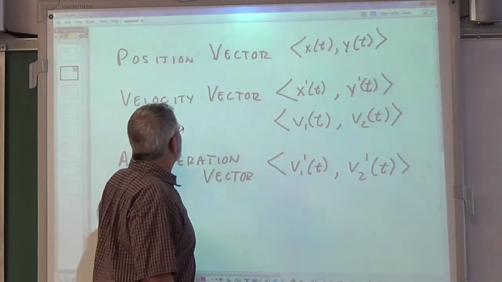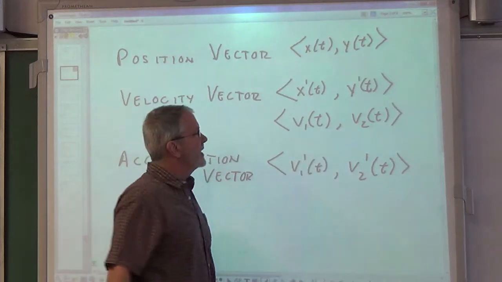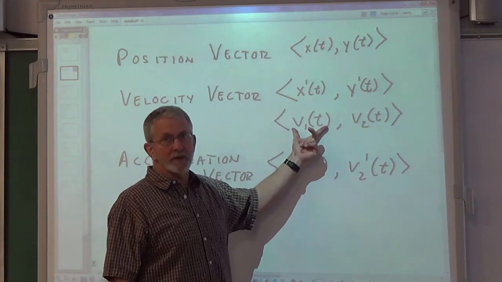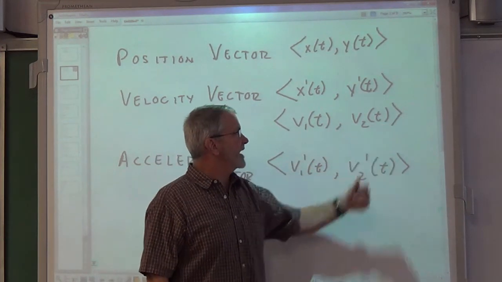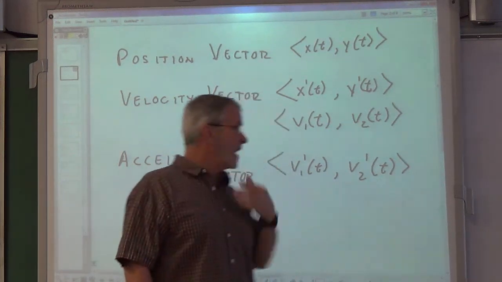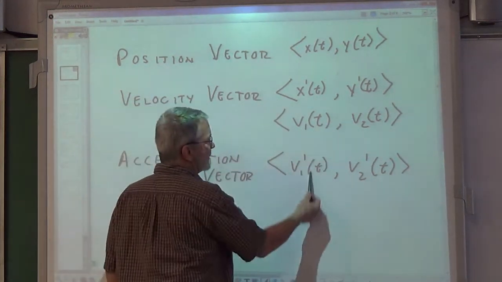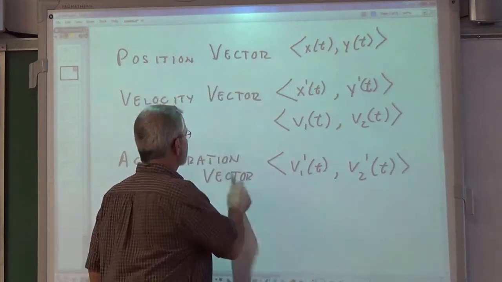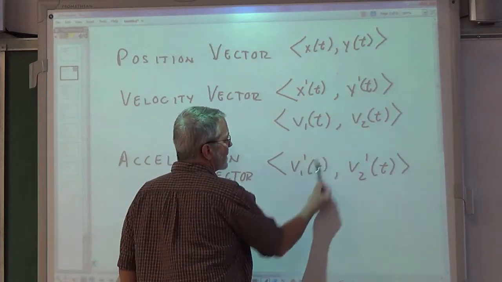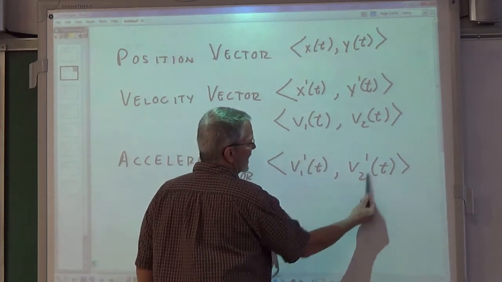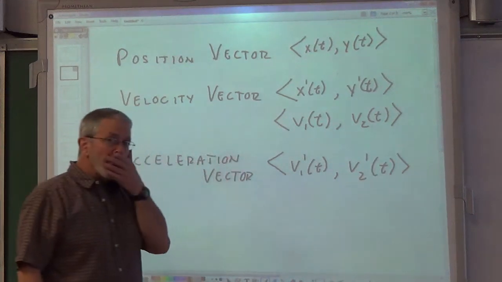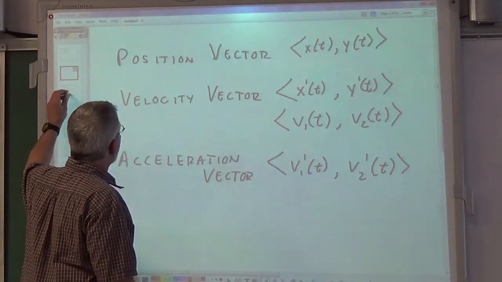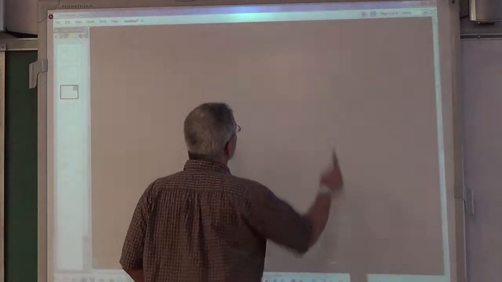Another way I can denote the velocity vector is v sub 1 of t and v sub 2 of t. This is the first component. This just refers to the first component of the velocity vector. This refers to the second component of the velocity vector. And then I have the acceleration vector, which is the derivative of the velocity, because we know the derivative of the velocity is the acceleration. And this is the acceleration vector: the derivative of the first component of the velocity vector and the derivative of the second component of the velocity vector. Okay? Again, pretty straightforward topic.